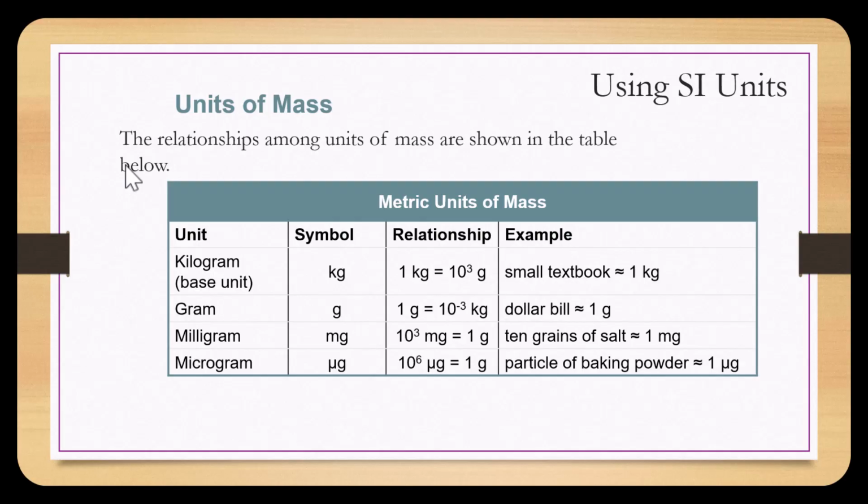Here are some relationships of units of mass and things that we're familiar with. One textbook is about 1 kilogram. A dollar bill weighs about 1 gram. 10 grains of salt weighs about 1 milligram. And a particle of baking powder is about 1 microgram.